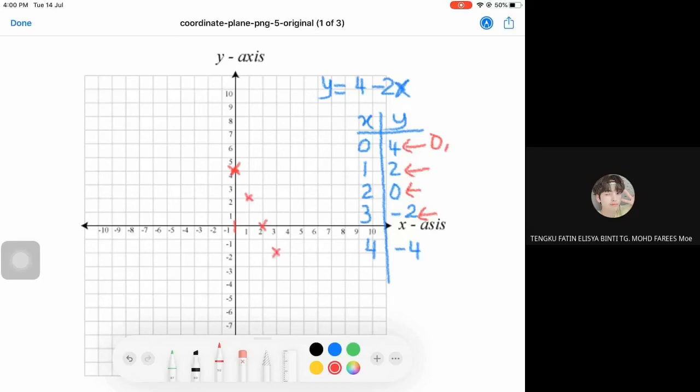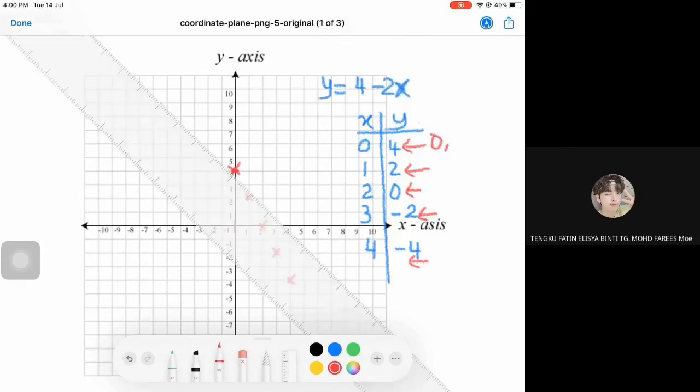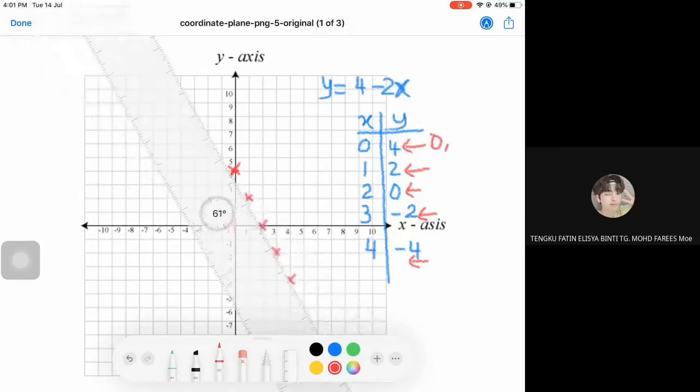Okay. Dan lepas tu coordinate 4, negative 4. Coordinate 4, negative 4 over here. Okay. Dah siap? Belum lagi. So ambil pembaris dan sambungkan semua titik tu. Semua titik yang dah plot tadi sambungkan guna pembaris straight line ruler.